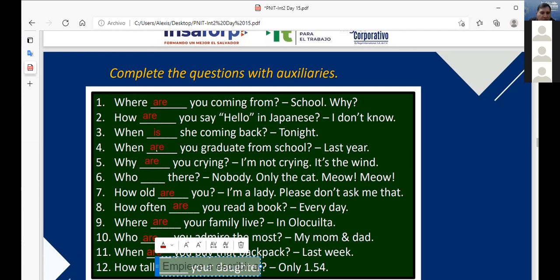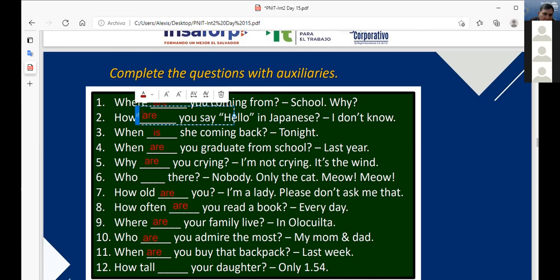Friends, what's your auxiliary for the simple present? The auxiliary for the simple present is do or does. So you say, where does your family live? Where do you live? Where does your family live? And the same in number 10. Number one is okay, but number two is wrong. It's how do you say hello in Japanese?